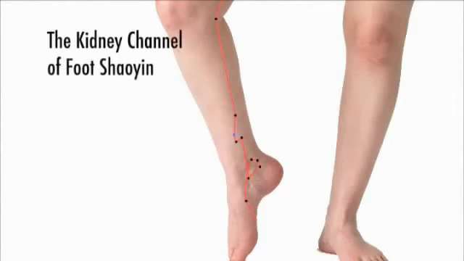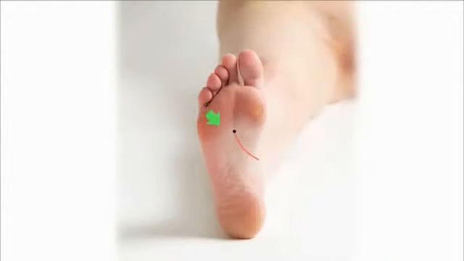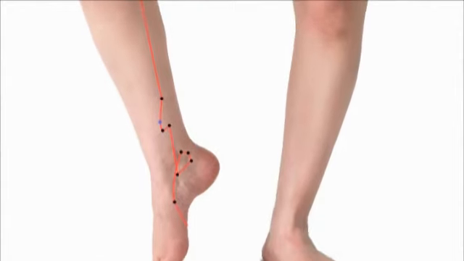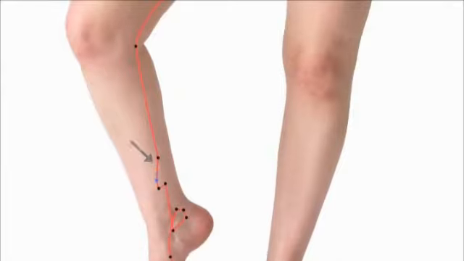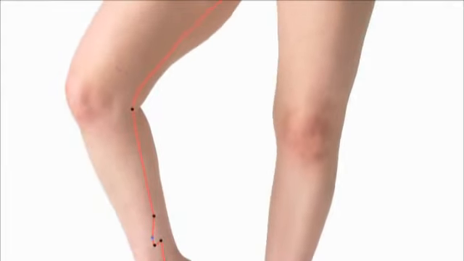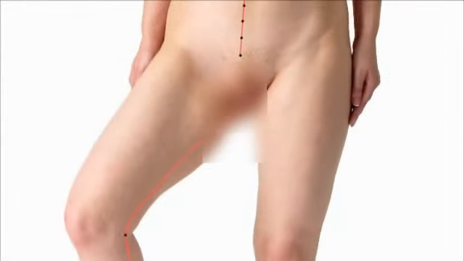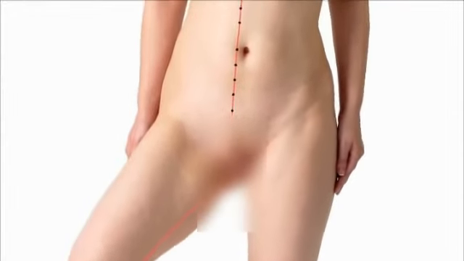The kidney channel of foot Xiao Yin starts beneath the little toe and crosses the sole of the foot to kidney 1. It traverses the medial aspect of the foot, making a little circuit posterior and inferior to the medial malleolus. The channel then ascends the medial aspect of the lower leg, passing through spleen 6 and kidney 10 at the medial aspect of the popliteal fossa. It then ascends the posteromedial aspect of the leg to the coccyx, where it meets with Du 1.